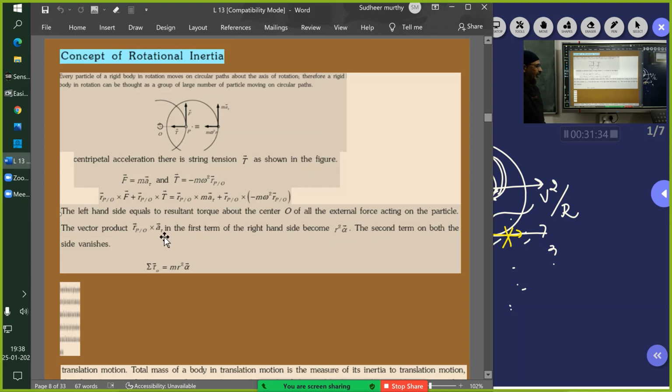r bar into a bar, so that gives you what? r square alpha. How did you get r square alpha there? Because a_t is equal to alpha into r. So you get r square alpha. And the second term will vanish. Why? Because the cross product of T bar with r bar will vanish, because r bar and T bar are making an angle of 180 degrees, and sine 180 is 0. So T bar will not contribute to any torque. Only F bar will contribute to the torque.